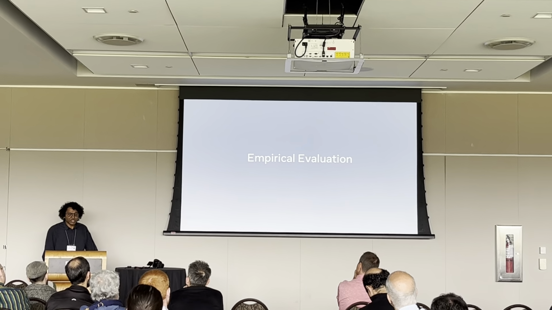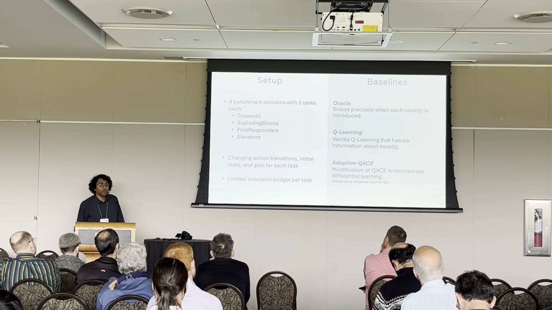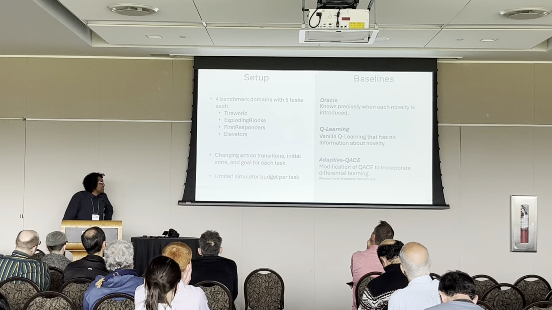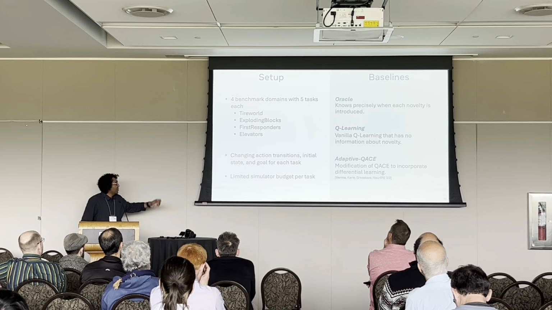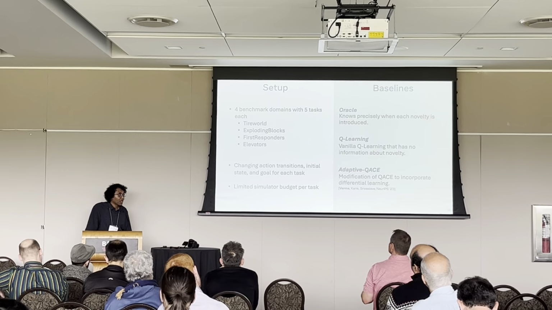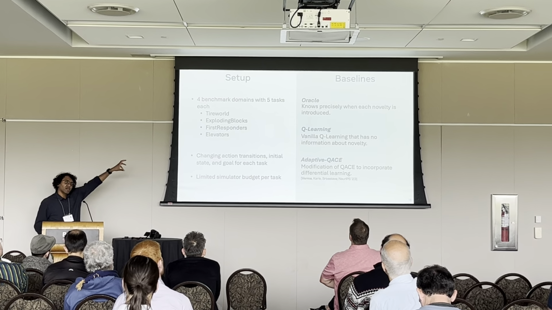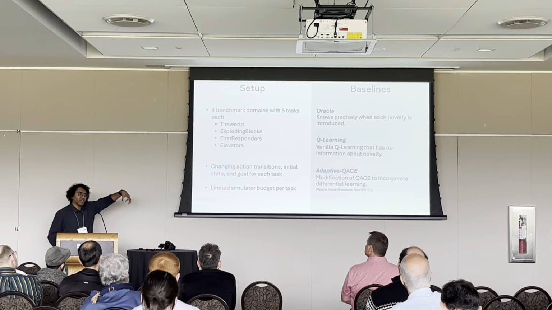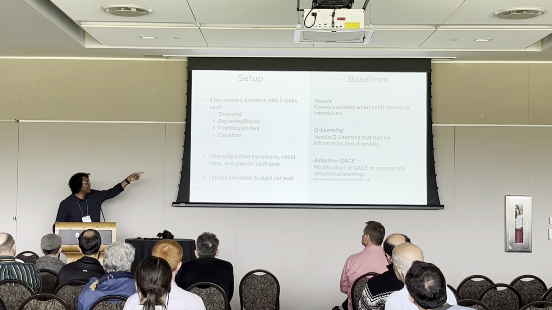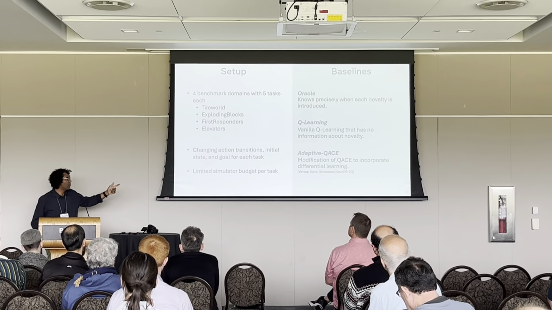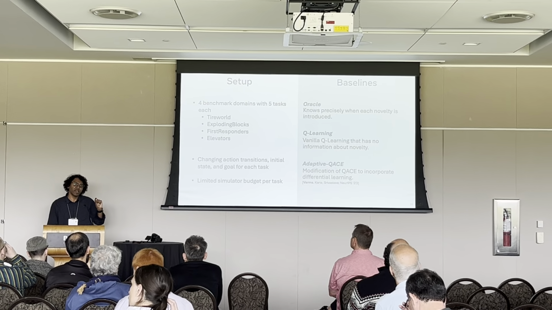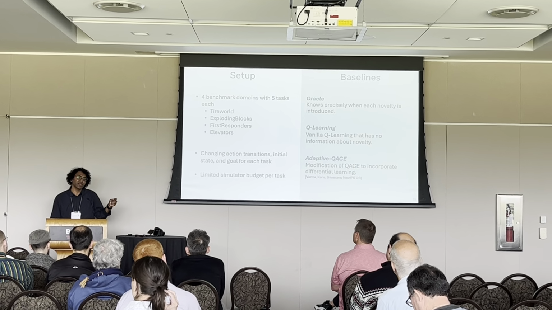Now moving on to empirical evaluation, we use 4 benchmark domains from the probabilistic tracks of IPC. In the experiment we were changing the action transitions, and of course with each new task we have a new initial state and goal, and we provided a limited simulator budget per task. For baselines we had 3 things. One was the oracle, which is the true model of the environment, so if you solve a problem using this, you will get the maximum reward. Then we had vanilla Q learning. And then we had the adaptive case, where we modified our approach to work for settings where the domain dynamics change. After every change, if I'm not able to solve anything, I learn the model from scratch.